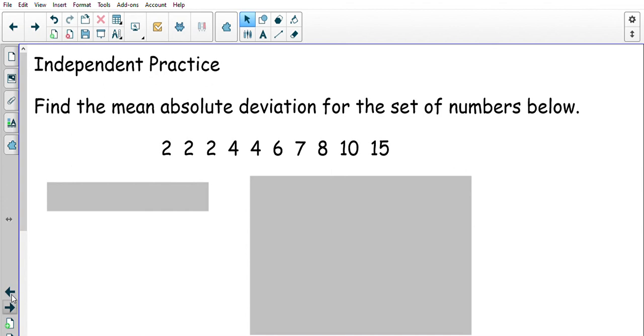So pause the video and try the independent practice problem that's up here on the slide that you can see. It's our last question, but I think it's good to try one on your own before you do the 2 problems on assignment 1.